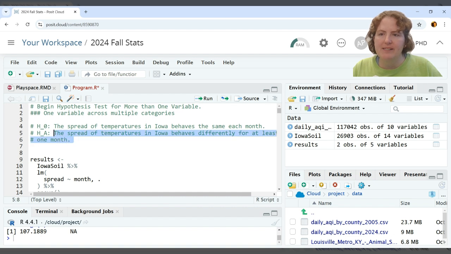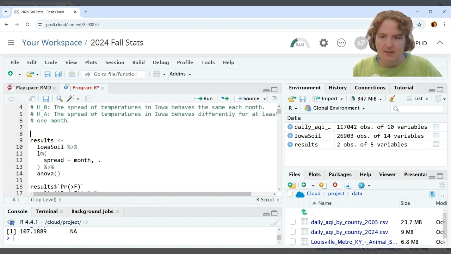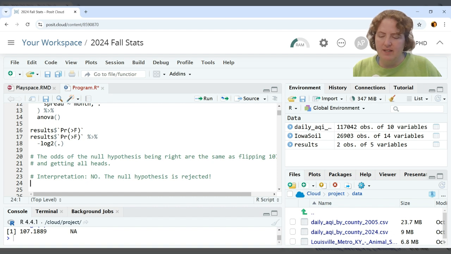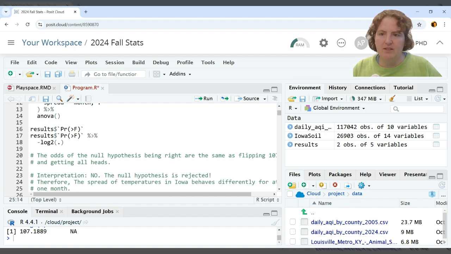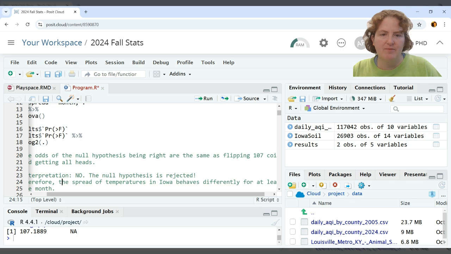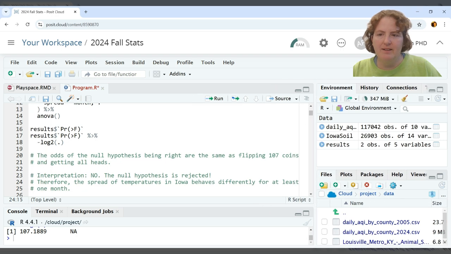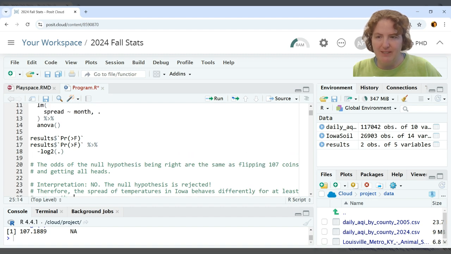Come back up here, and I can copy this sentence and bring it down here. Therefore, the spread of temperatures in Iowa behaves differently for at least 1 month. And so that's what is going on for that. And this is in a notebook because I'm seeing that behavior.